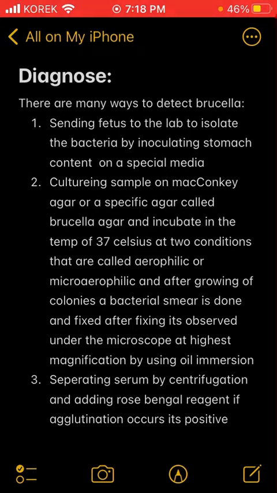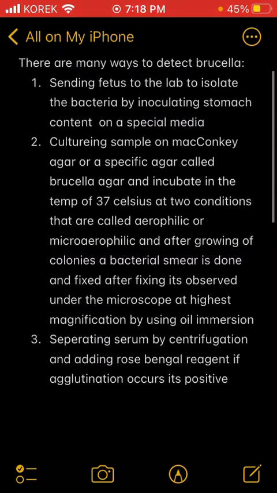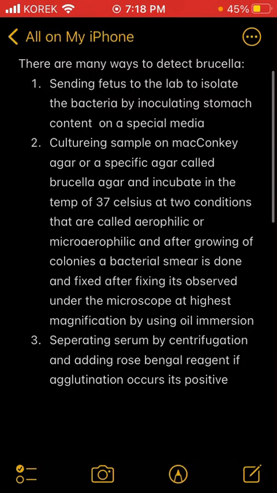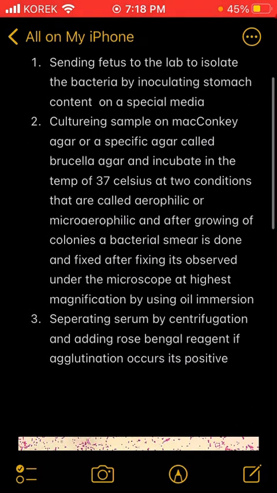It's incubated at a temperature of 37 Celsius in two conditions, aerobic or microaerophilic, and the bacteria is aerobic, we know. After the colonies grow, a bacterial smear is made and fixed. After fixing, a gram staining is done. Then it is observed under the microscope using oil immersion.